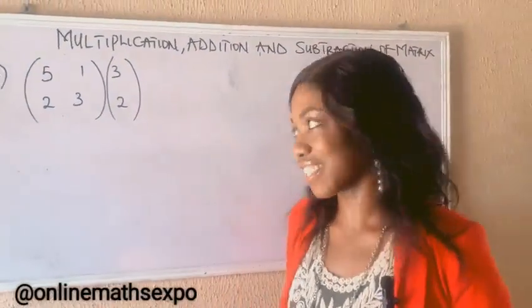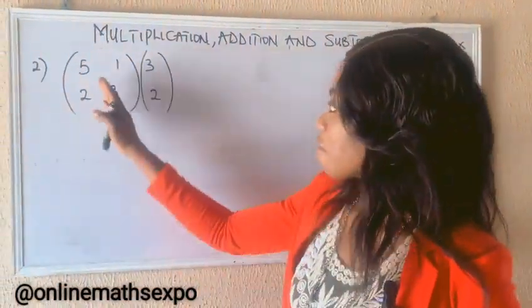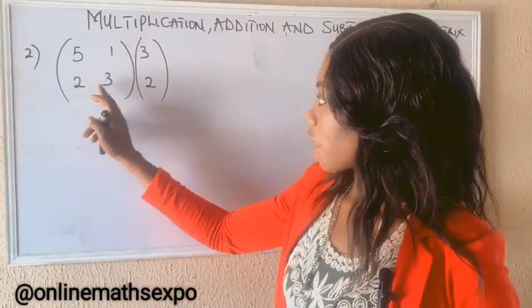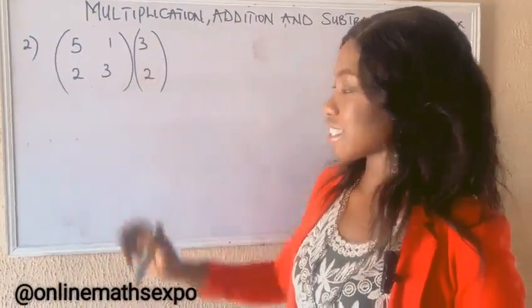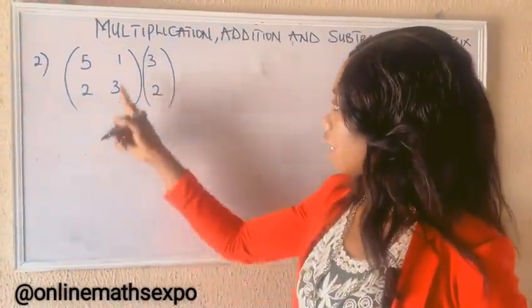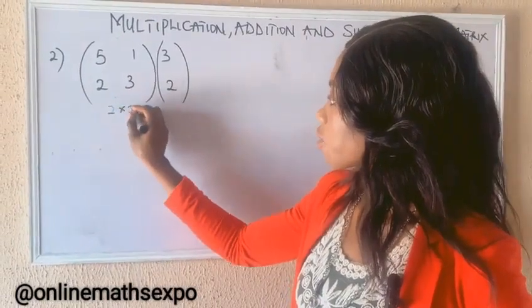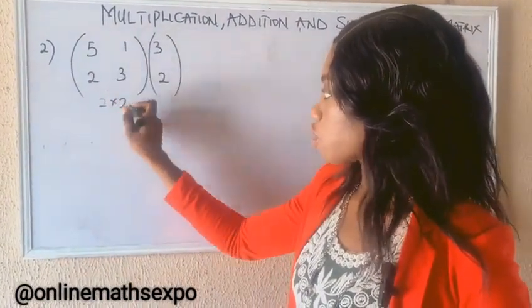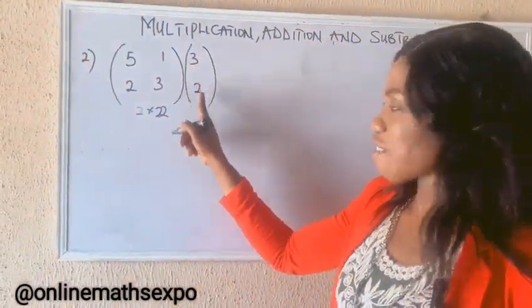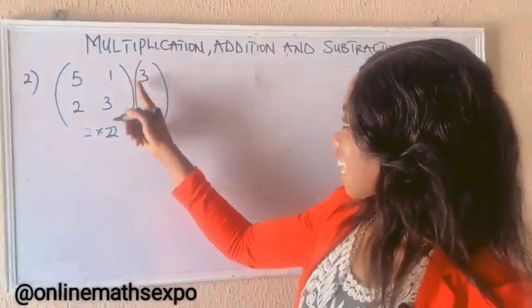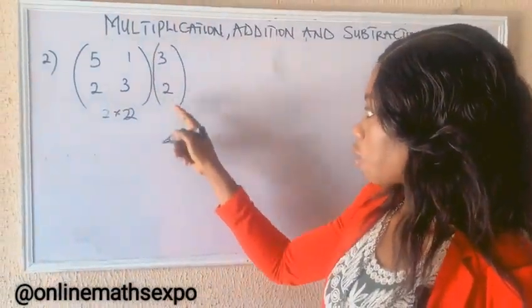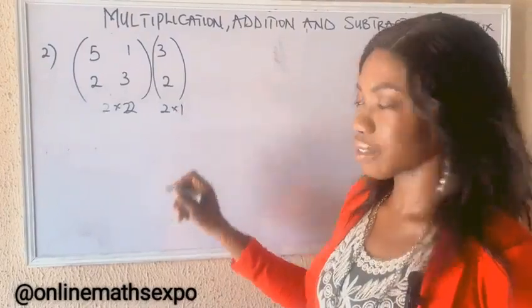Look at the second example. We have this matrix, 5, 1, 2, and 3, to multiply with this. Now, if you look at this matrix, it is 2 by 2: 2 rows, 2 columns. Then this one, can we identify this matrix? It has 2 rows and 1 column. So it will be 2 by 1.